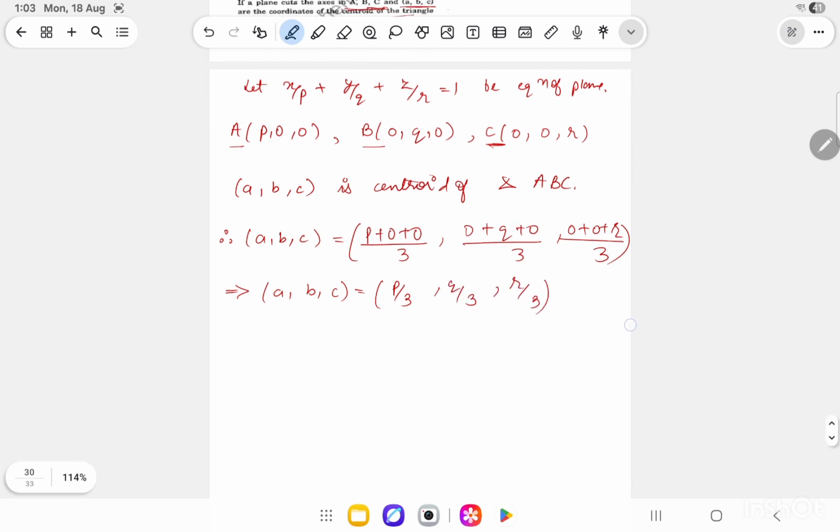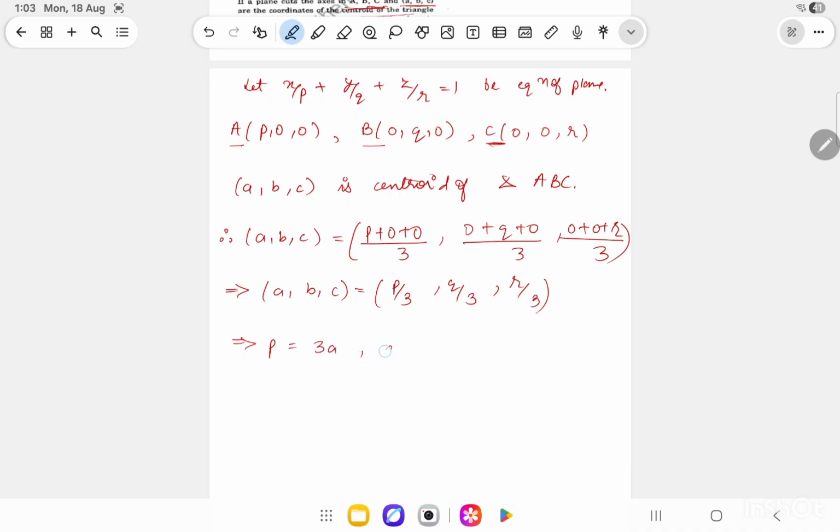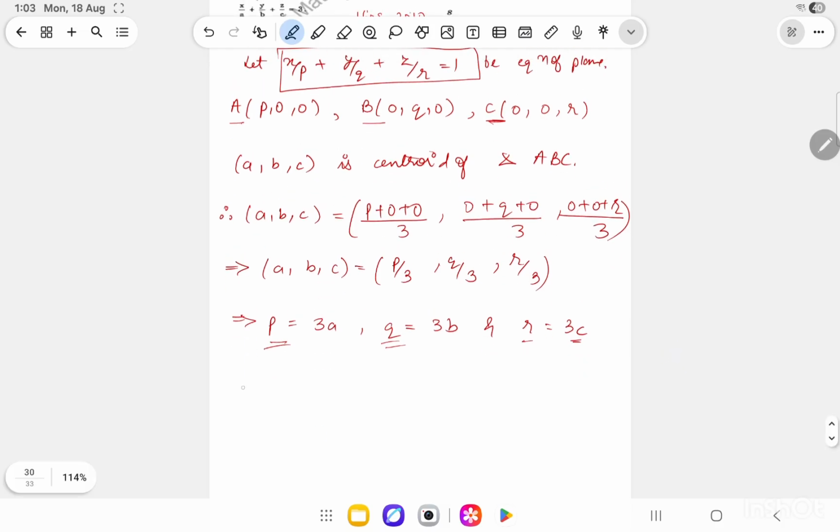So from here I can calculate the values: p equals 3a, q equals 3b, and r equals 3c. So I can substitute these values of p, q and r in the equation of the plane that we have assumed initially. So the equation of the plane will become x upon 3a plus y upon 3b plus z upon 3c equals 1.